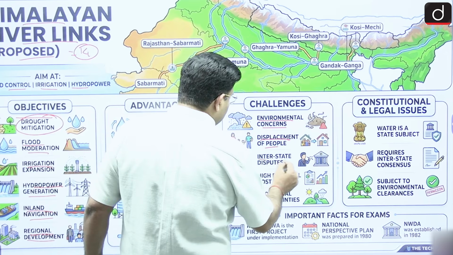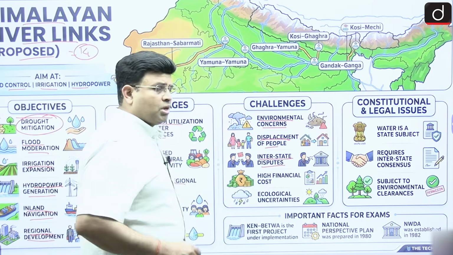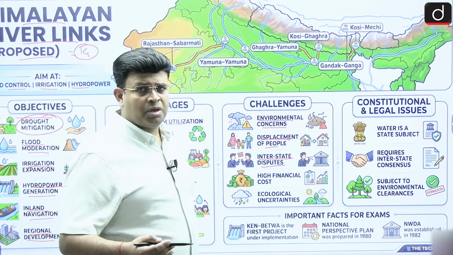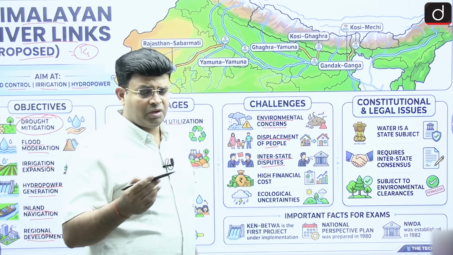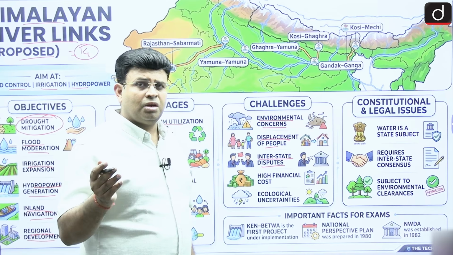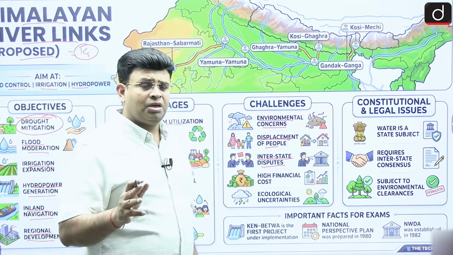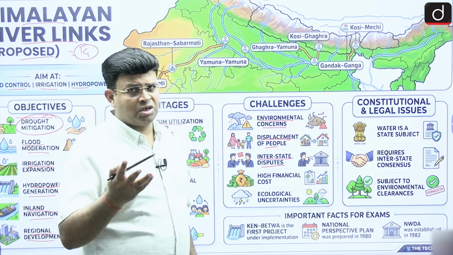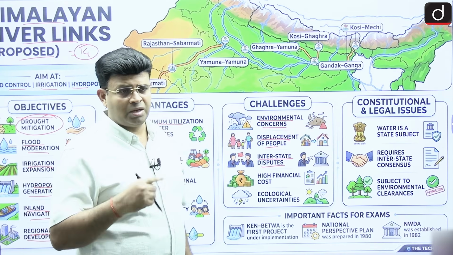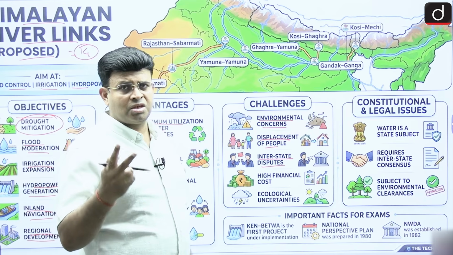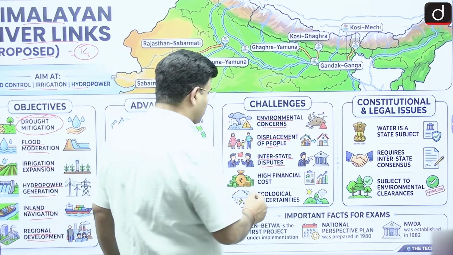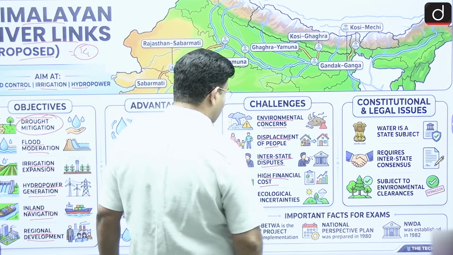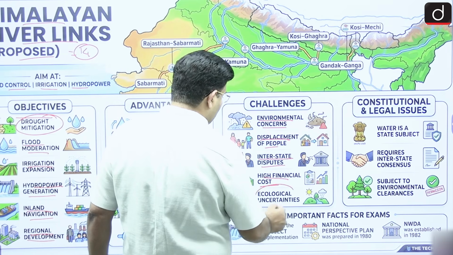And interstate disputes, yes. Water is a state subject, so river linkage is possible only when the rivers are passing through two states, and the consensus of two states is required. If it is passing through three states, the consensus of three states is required. So that is one. And yes, all this will involve high financial cost and ecological uncertainty.